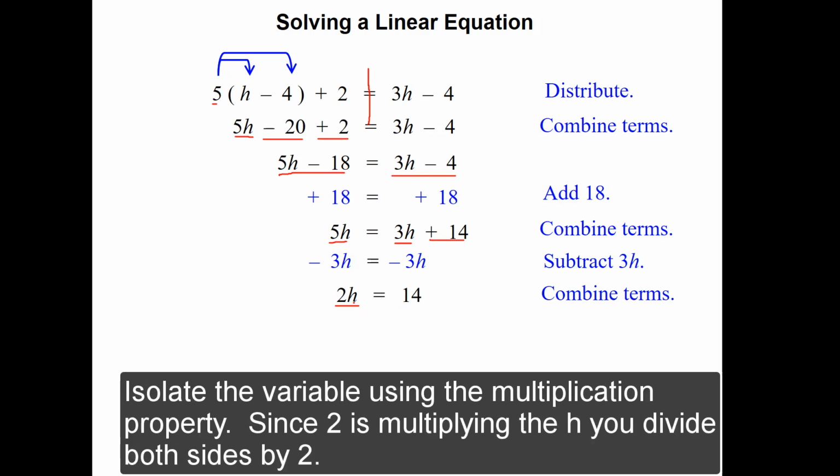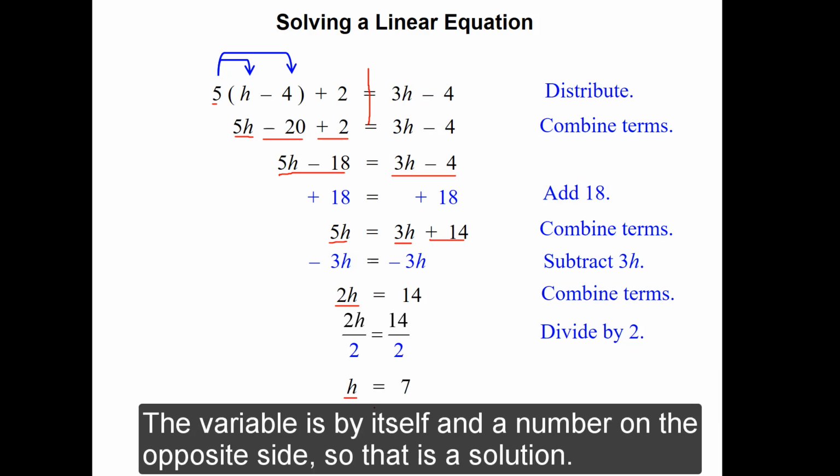Step 3, isolate the variable using the multiplication property. Since 2 is multiplying the h, I will divide both sides by 2. And when I complete that step, the variable is by itself and a number is on the other side, so that is my solution.